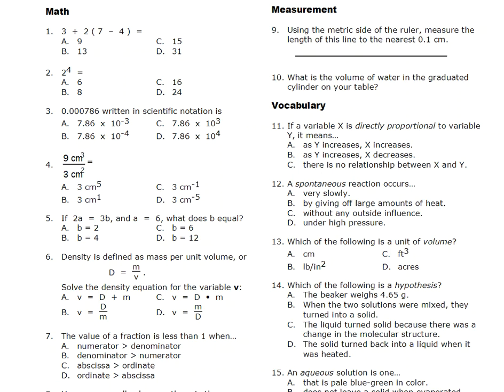We'll go ahead and mark that value as the correct answer, A, or 9. As we look at number 2, we're working with exponents. 2 raised to the 4th power means 2 times 2 times 2 times 2, or 2 times itself 4 times. And the value of that is 16.